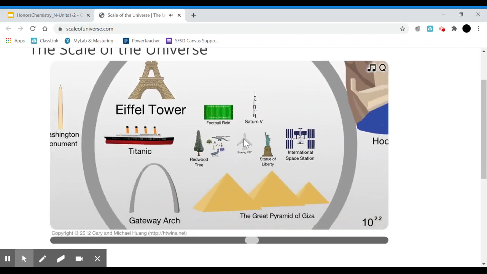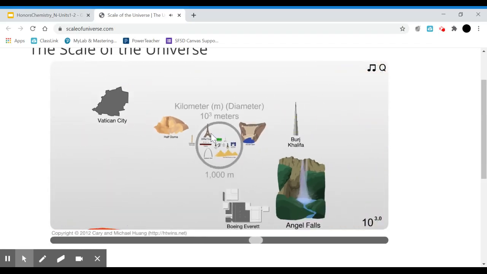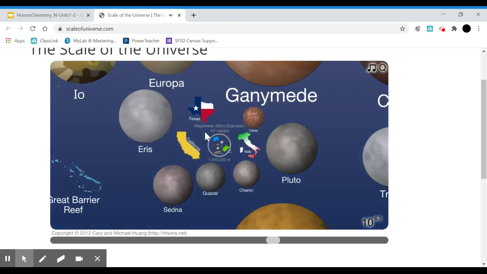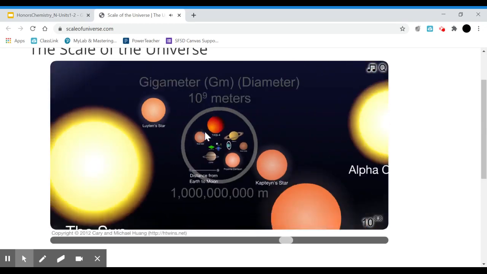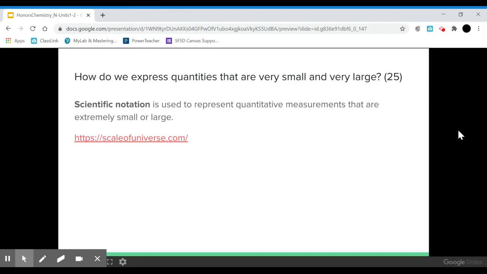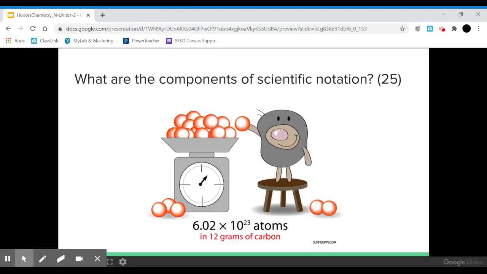I can also use scientific notation to express very large things, thousands of meters, like the Eiffel Tower, or even things that are much larger, like the sizes of galaxies and solar systems, 10 to the ninth meters. So you can see here that it's more useful for us to use scientific notation in very specific instances.